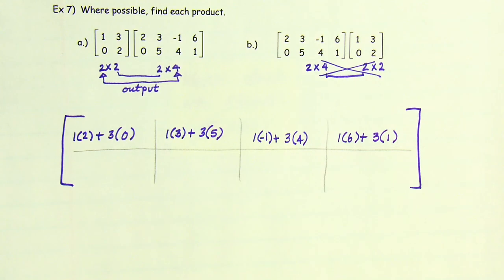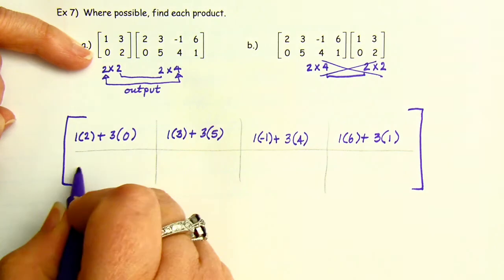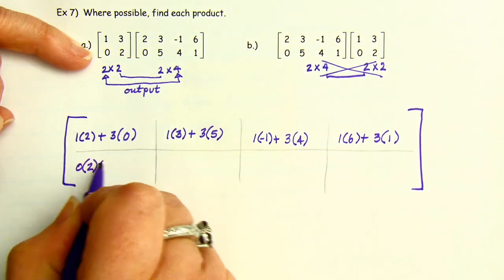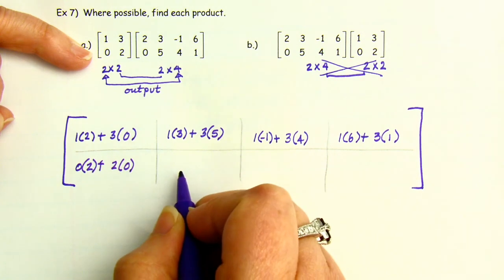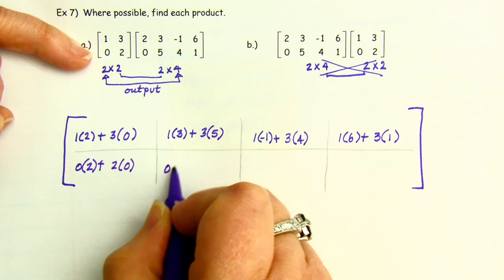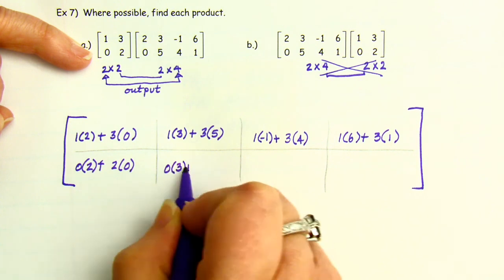All right, I've exhausted row 1. Now I'm going to look at row 2. Row 2 with column 1. 0 times 2, 2 times 0. Row 2 with column 2 is 0 times 3 plus 2 times 5.